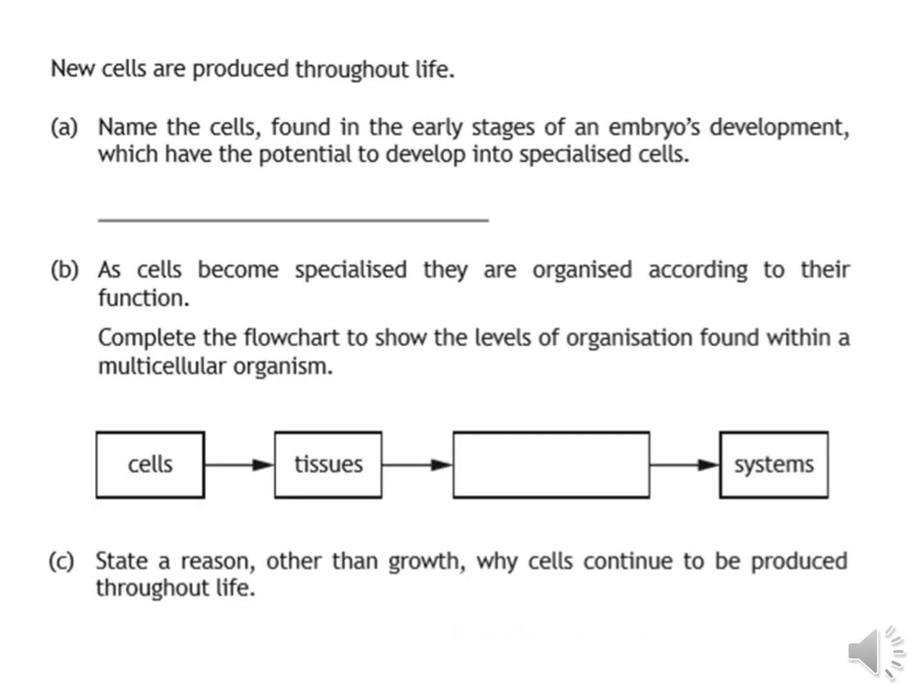Now, new cells are produced throughout life. Cells found in the early stages of an embryo's development have the potential to develop into specialised cells. What cells are unspecialised, but they can become specialised? Stem cells. And remember the hierarchy in terms of cells. The cellular hierarchy: you've got cells that are organised into tissues, and you may find lots of different tissues in organs, and then you get systems.